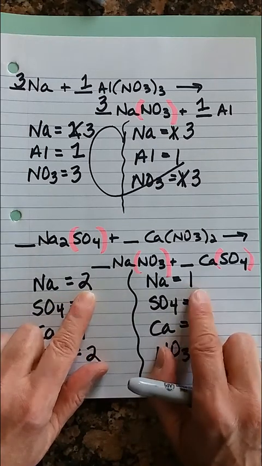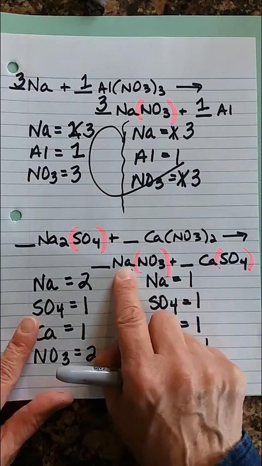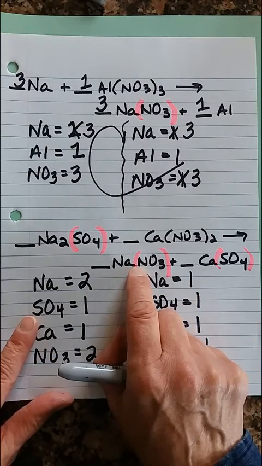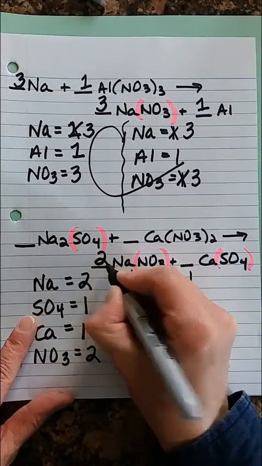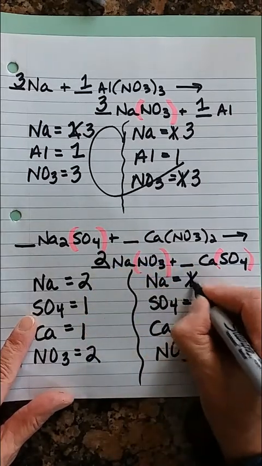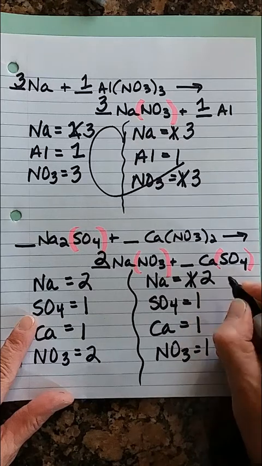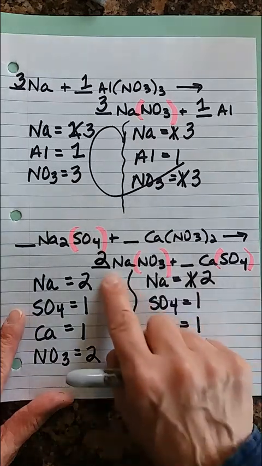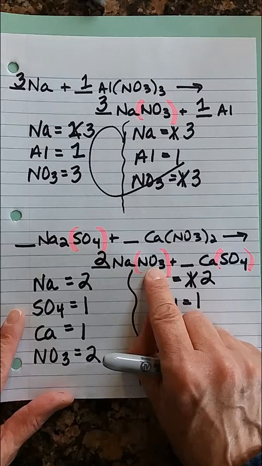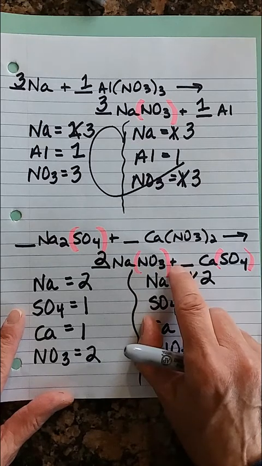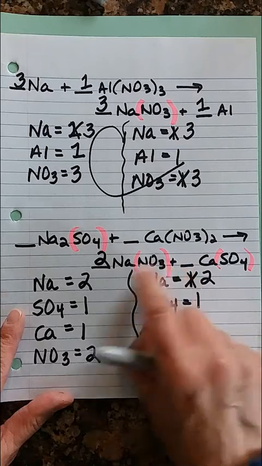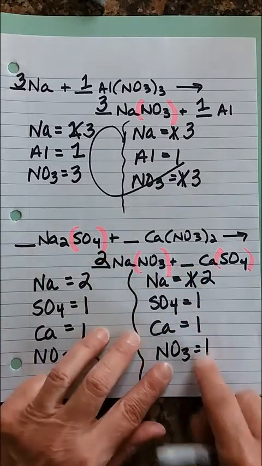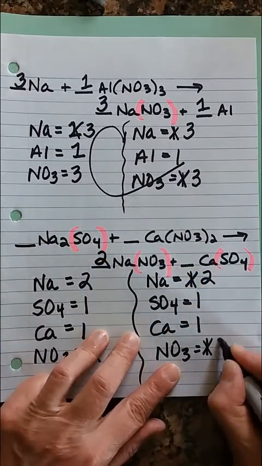So I'm going to make this one a 2 over here. So I'm going to go up here, and subscript is 1. So what times 1 gives me 2? So the only thing I can put on the line is a 2, because that's the only place I can put it. That's my coefficient. But by putting that 2 there, it also changes the NO3. Remember, the subscript on the outside of the imaginary parentheses is 1. So 2 times 1, that gives me 2 of these NO3s.